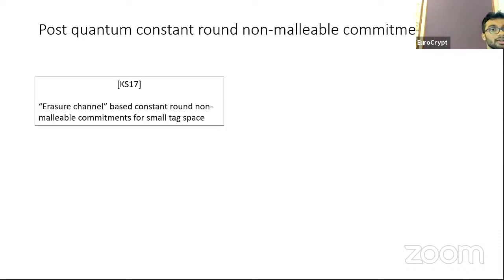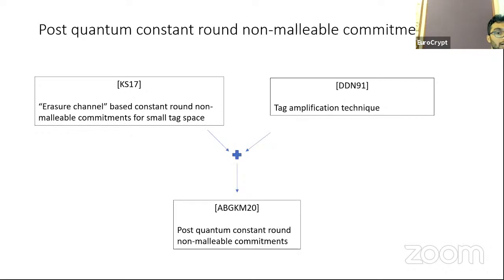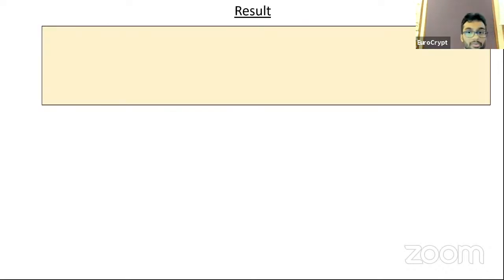So in this paper, we combine the erasure channel based approach of constructing constant round commitments with tag amplification technique to construct post-quantum constant round non-malleable commitments. And we plug this into our final coin tossing protocol to ensure non-malleability. So our final results look something like the following.